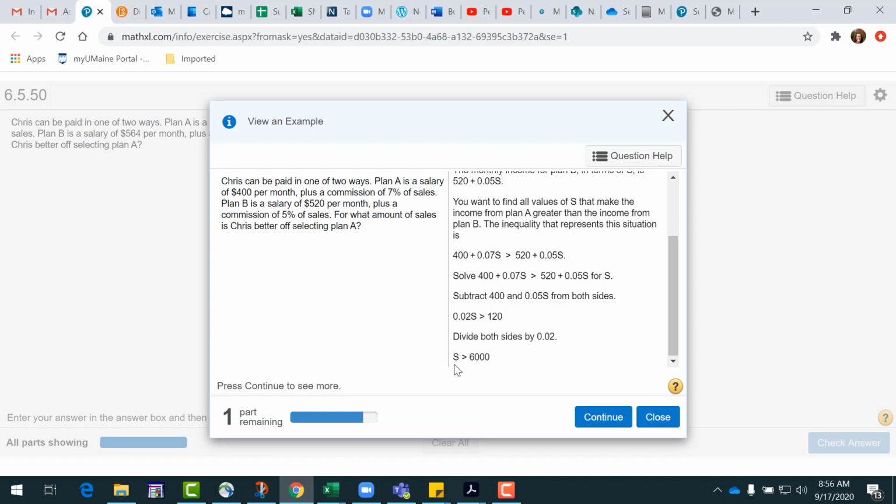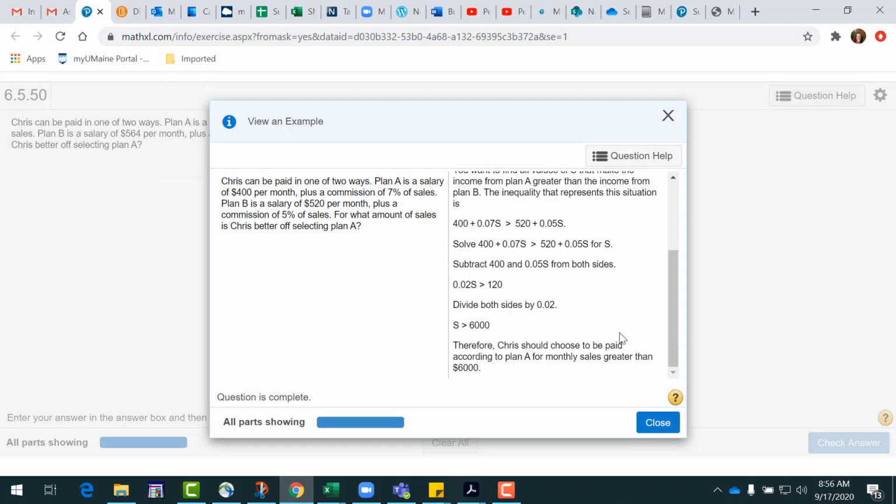That means at the point that S passes $6,000 in sales, it makes better sense for him to choose plan A. If he's going to sell more than $6,000, then his commission with a 7% plus the $400 a month would be greater. Up until that point, he'll do better with plan B because there's a higher base salary. But once he hits a value past 6,000, plan A is better. And that's what we were looking for. Let me know if that helps.